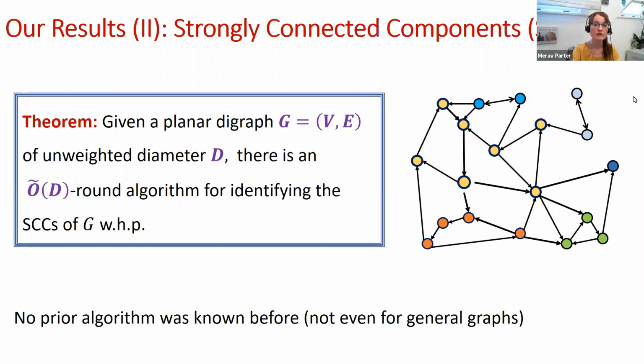Our second key result concerns the perhaps most general reachability problem, where the goal is to identify the strongly connected components of the graph. That is, in the output format, it is required for every node to output an identifier so that all nodes in the same strongly connected component will output the same identifier. So in the picture, you can see that the set of all nodes in a given color corresponds to a particular strongly connected component in the graph. For that problem, we also provide a D-round algorithm. And let me mention that previously we had no non-trivial algorithm for detecting the strongly connected components in the graph, not even for general graphs.